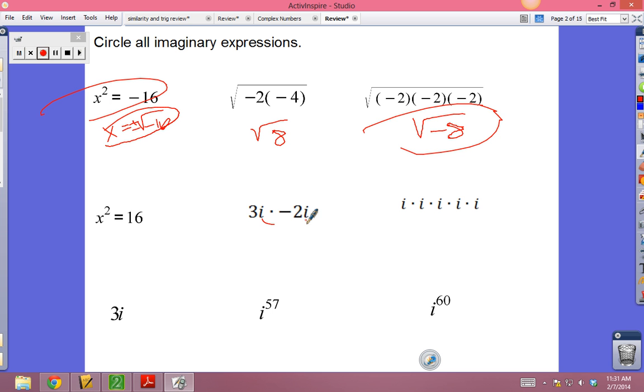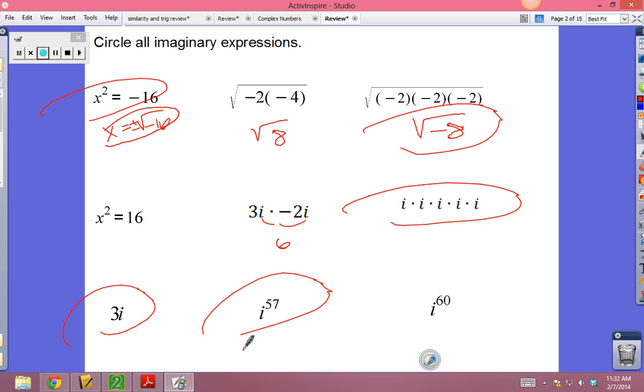This even amount, positive answer, you're safe. I times I is a -1, so this is actually a +6. You're safe. Because you have an odd amount, that's going to be imaginary. That's imaginary. 57, I got an odd amount, that's imaginary. So you should have circled how many? 1, 2, 3, 4, 5?